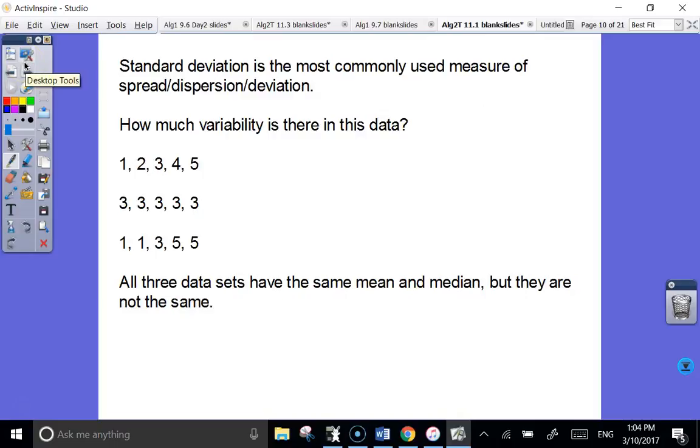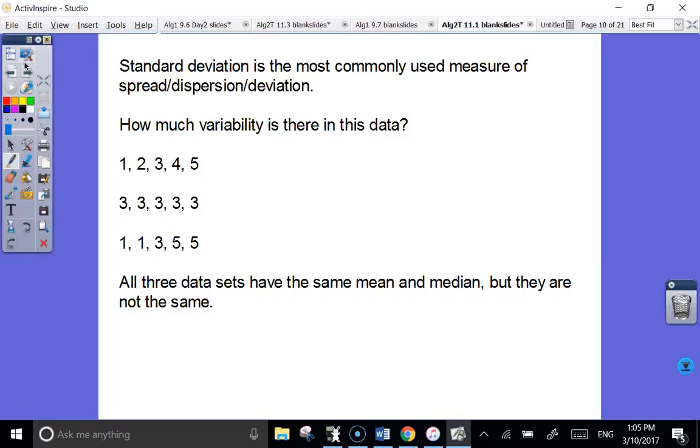Okay. So standard deviation is the most commonly used measure of spread. So you look at these 3 data sets, and they all consist of 5 data values. The middle data set, well, first, they all have a mean. If you would add these up and divide by 5, they all have a mean of 3. They all have a median of 3. So you say, must be the same 5 numbers, but they're not.